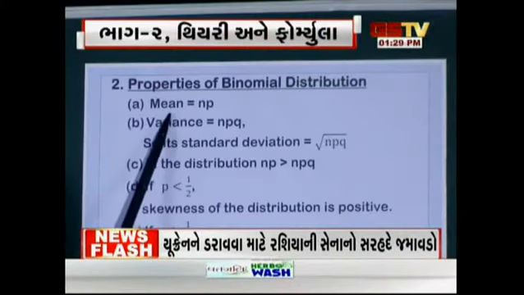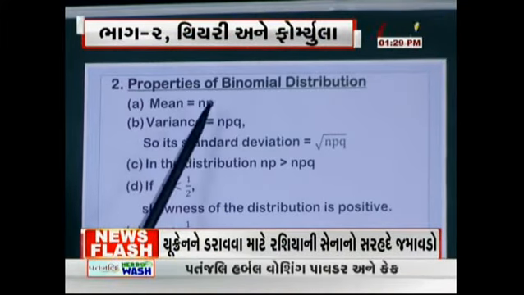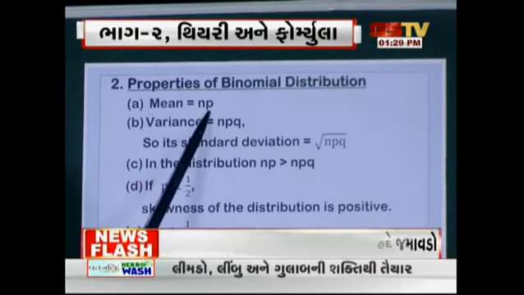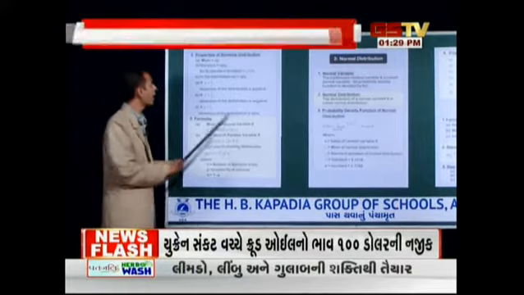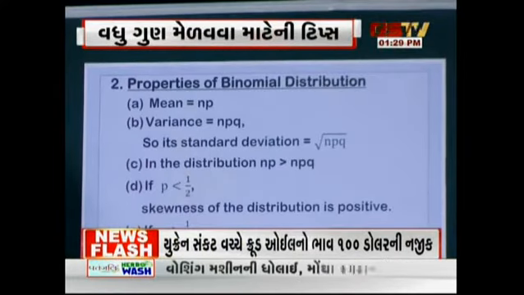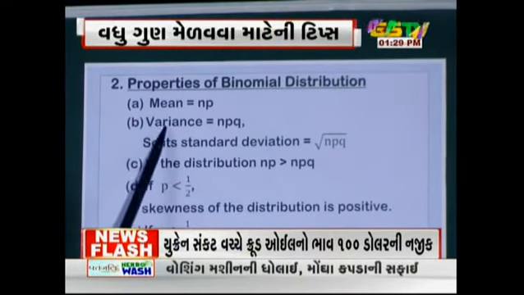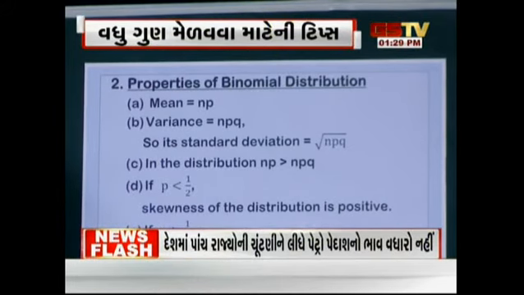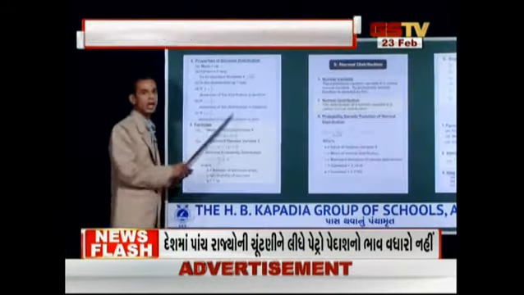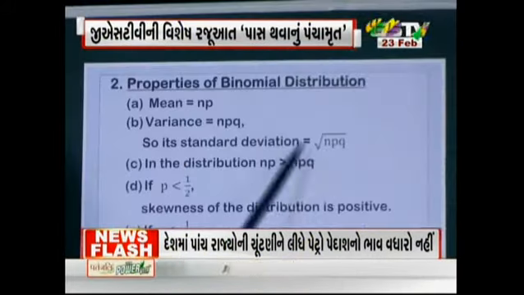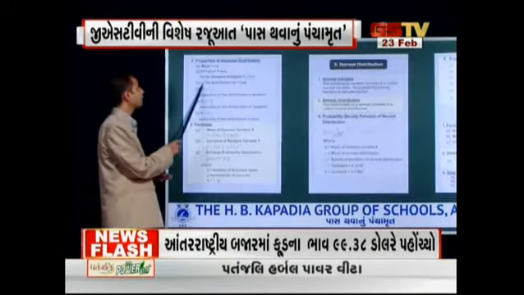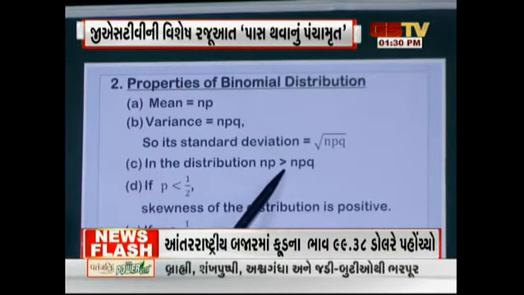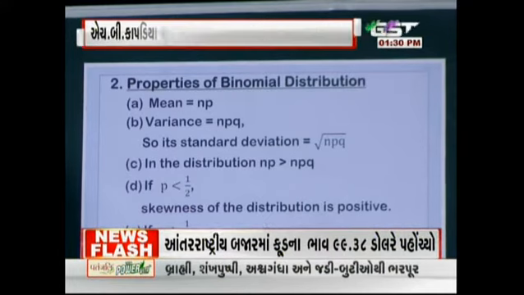First, in binomial distribution, mean is equal to np, n multiplied with p, where p means probability of success and n is the number of trials. Second, variance is equal to npq. If we want to find standard deviation, then we have to take under root of this npq. In this binomial distribution, the mean np is always greater than the variance npq.